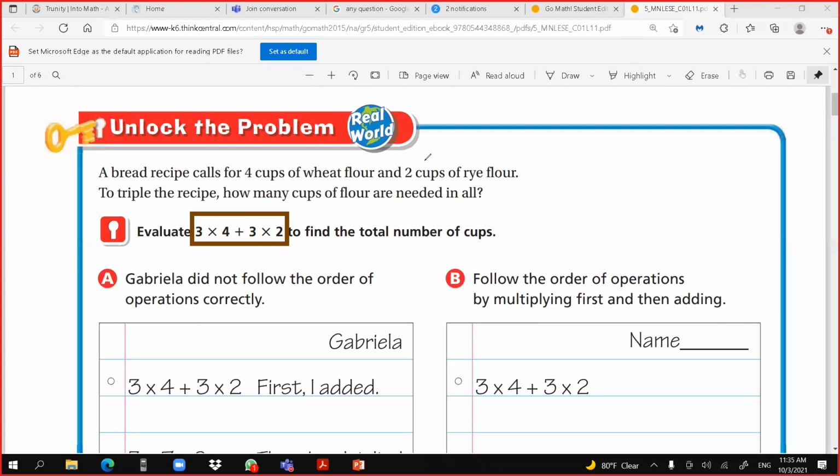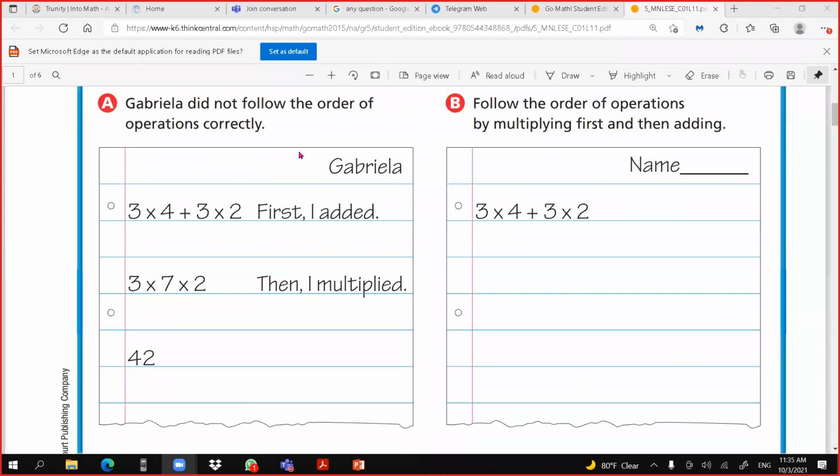Look at Gabrielle. What did she do first? And let's see what is her problem. Here, she said that I will multiply. She added first. She said 4 plus 3 is 7. Then she said 3 times 7 times 2, and her answer is 42. But this is wrong, because she didn't follow the order of operations. In order of operations, you need first to multiply, then add.